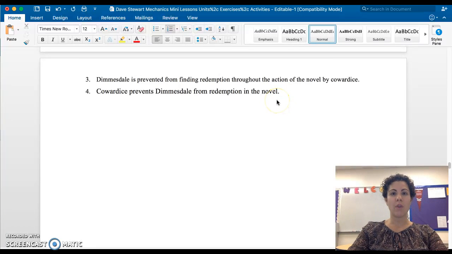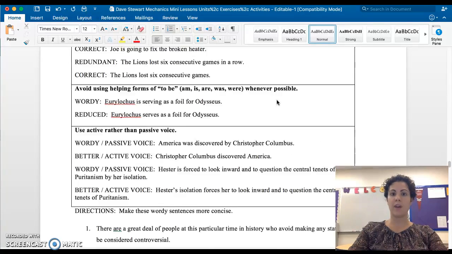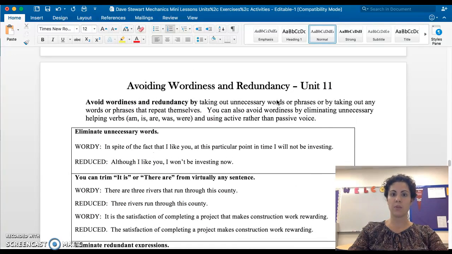Okay, here we go again. Avoiding wordiness and redundancy, a real problem in writing. So make sure you follow these rules, do the work, and we'll check them in class.